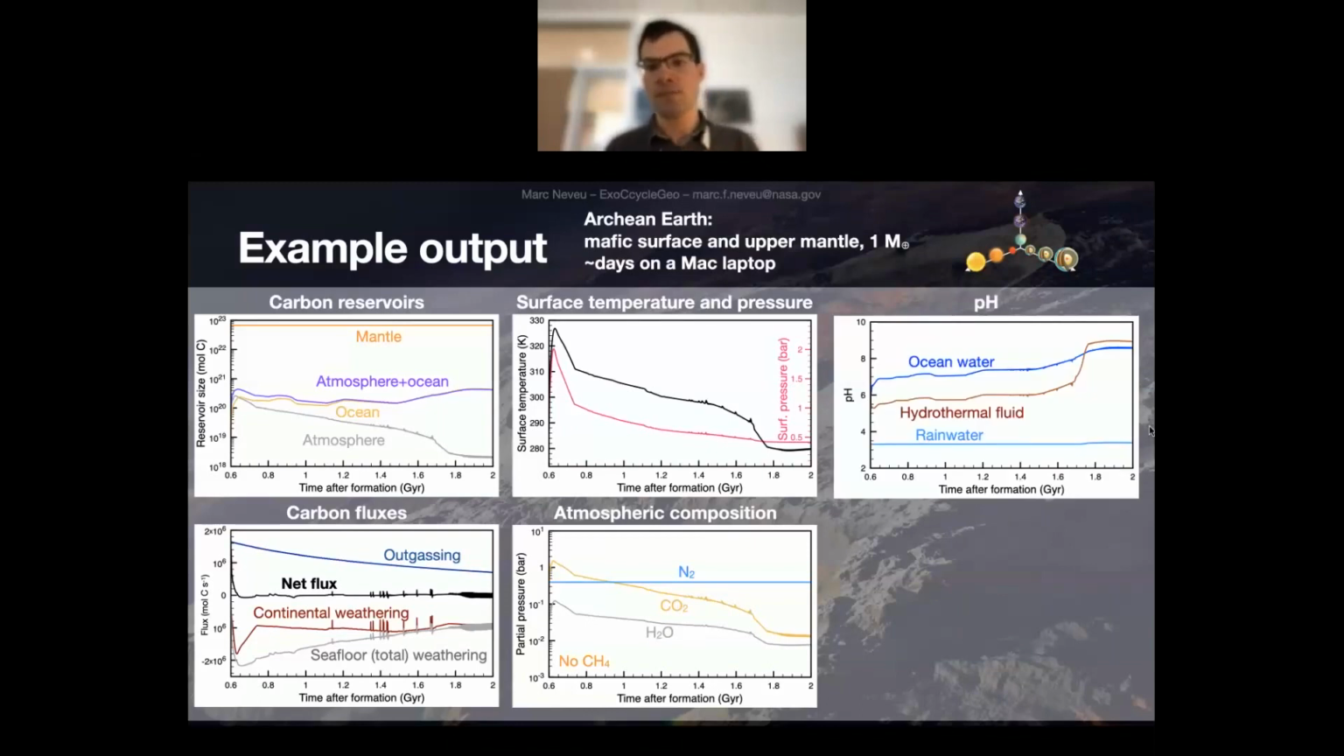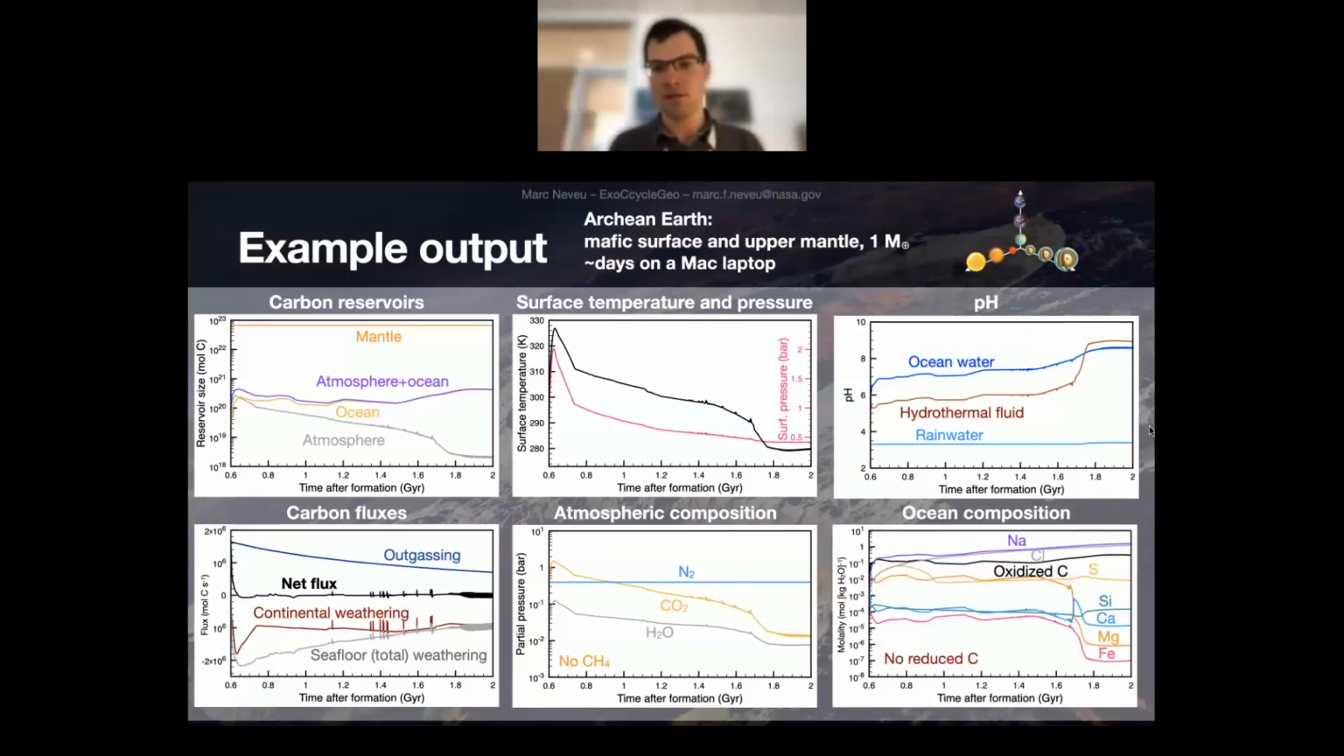The code also outputs pH for ocean water, for rainwater, and then for hydrothermal fluids at the seafloor, and a somewhat detailed ocean composition extract.